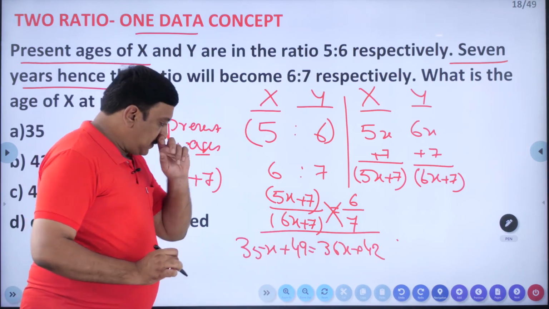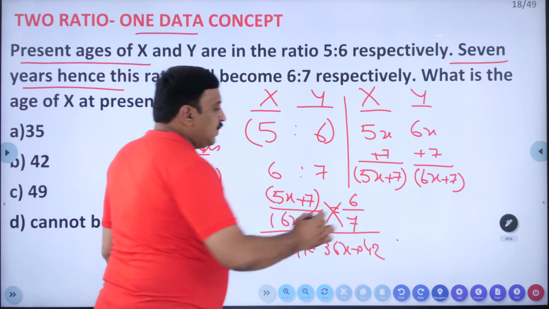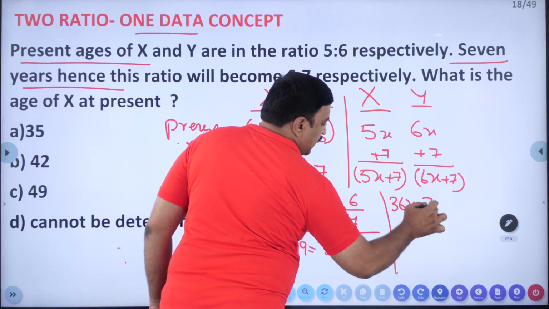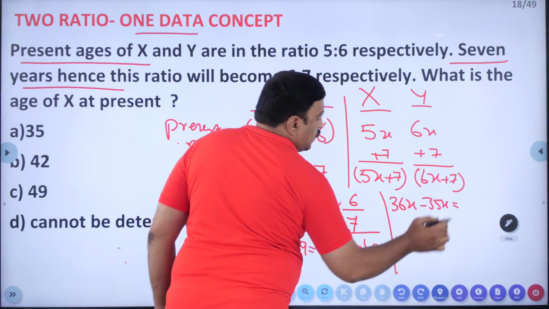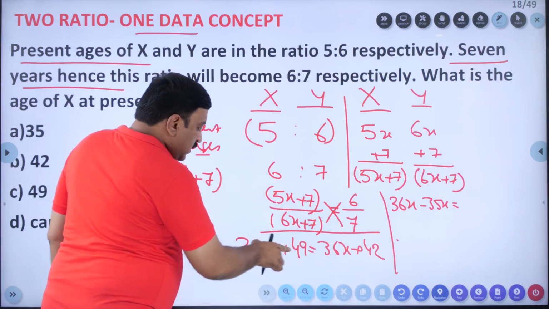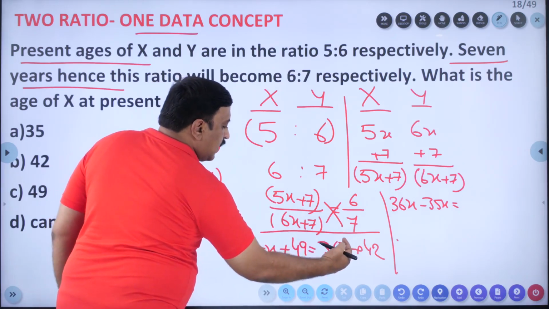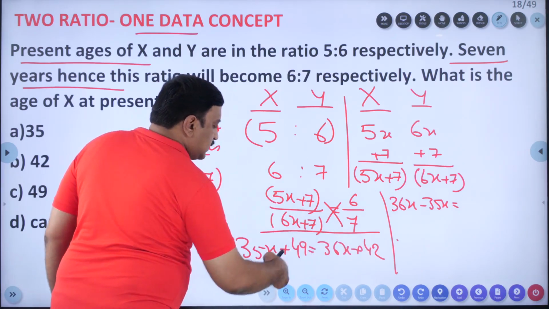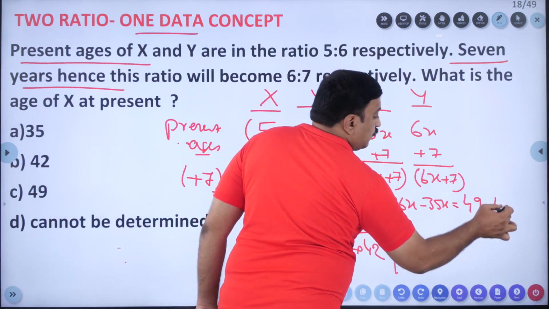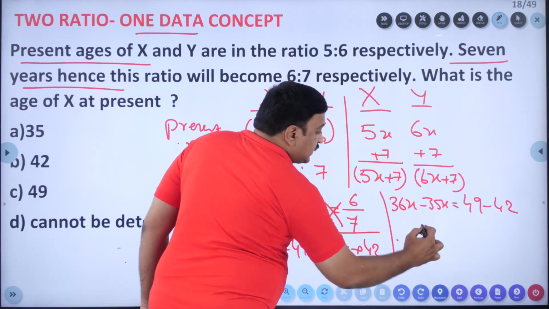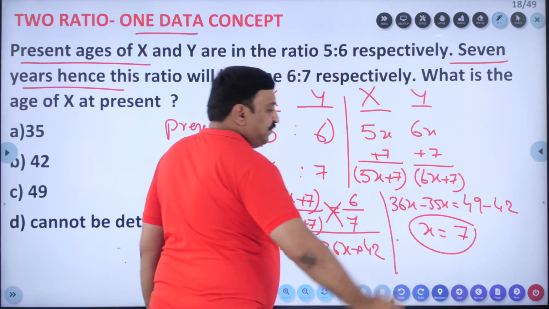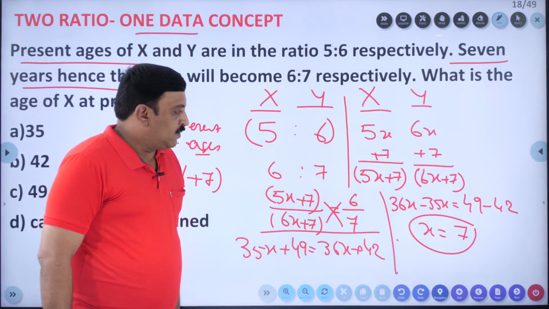35x and 36x, I will transfer that one there. So, you will get 36x minus 35x, which is equal to, since I transferred this one there, I will transfer 42 to this side, 49 minus 42. So, x is how much we got? That is equal to 7. x is equal to 7.